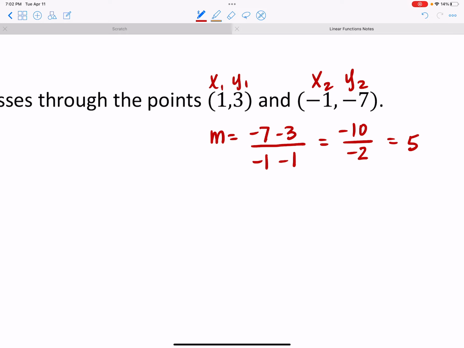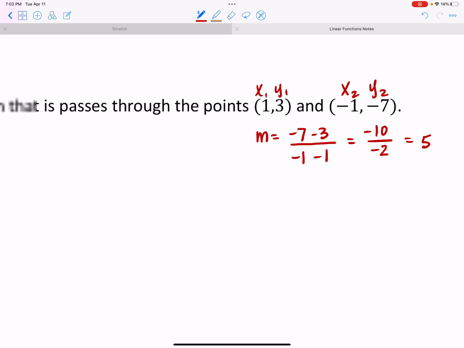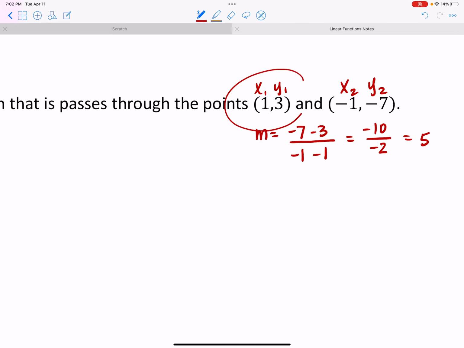So now I have my slope, and again I have a couple of different random points, which means I will start by writing my point slope form. And I'm just going to go ahead and use x1 and y1 here. So I'm going to say y minus my y1 of 3 has to equal m, which I just found was 5, times x minus my x1, which was 1. That's my point slope form. So I got one of my three forms. And now I'm going to simplify.